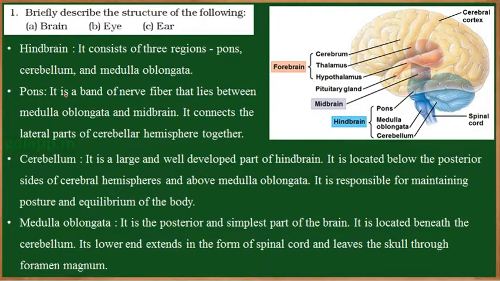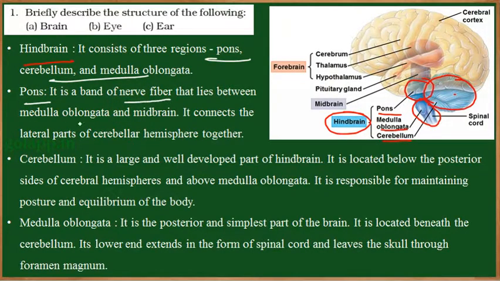Coming to the last part, that is the hindbrain. So the hindbrain includes three regions: pons, medulla oblongata and the cerebellum. So this is the cerebellum, this is the pons, this is the medulla oblongata. The pons is a bundle of nerve fibers that lies between the medulla oblongata and the midbrain. It connects the lateral parts of the cerebral hemispheres together. So the right and the left cerebral hemispheres, the lateral parts of these hemispheres are connected by the pons.